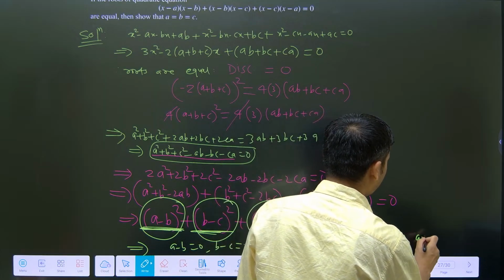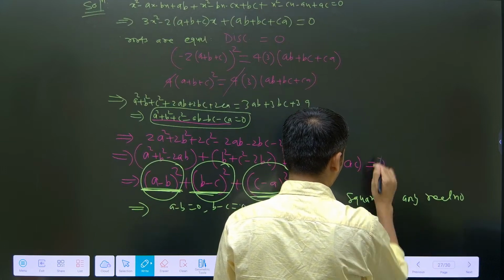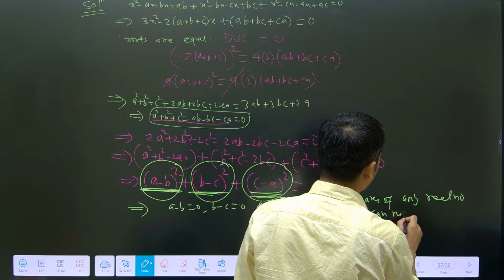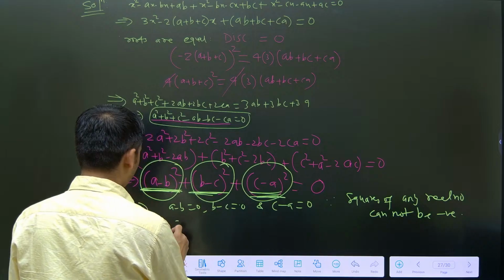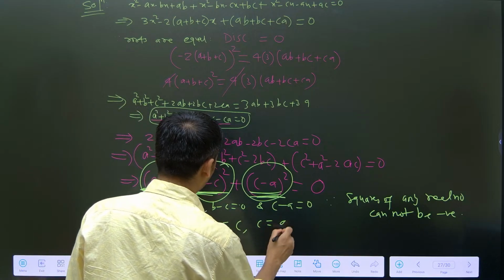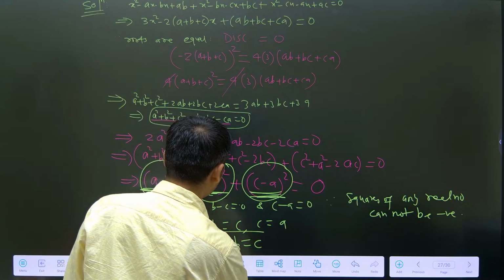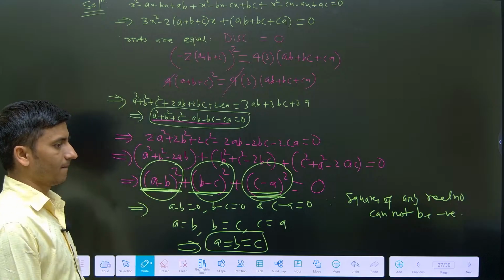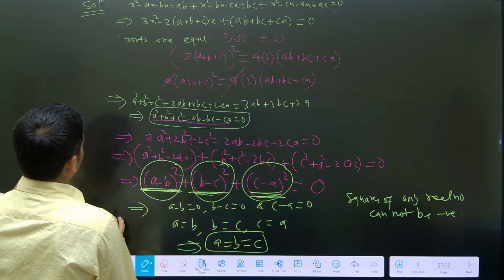of any real number cannot be negative. So from here we will get a is equal to b, b is equal to c, and c is equal to a. When we combine all of them, can we say a, b and c must be same? So this is how we have to explain.